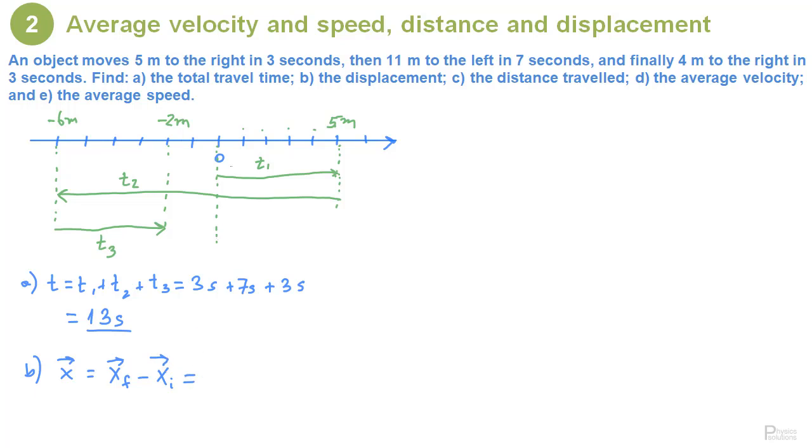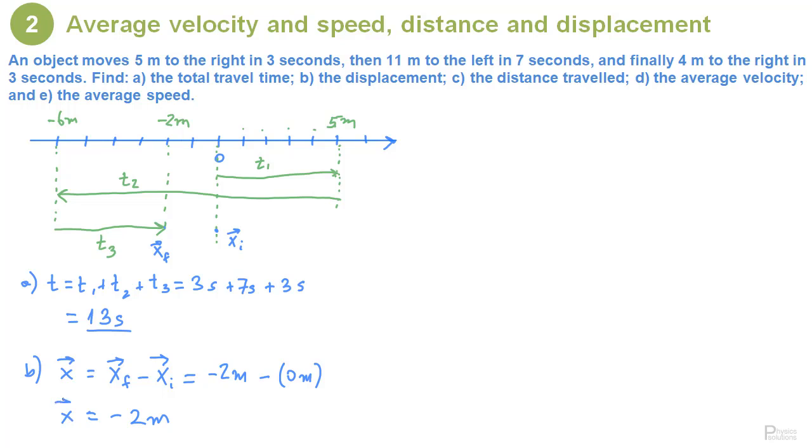The initial position was 0 because this is how we have chosen our coordinates. So I can simply put x initial here. It was at 0. And x final is this point. This is the final point. So this is x final. So we know that x final is minus 2 meters minus x initial, which is, well, 0 meters because that's the origin. So this is minus 2 meters.